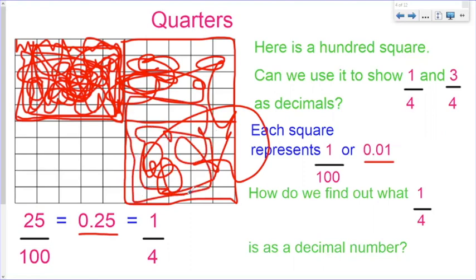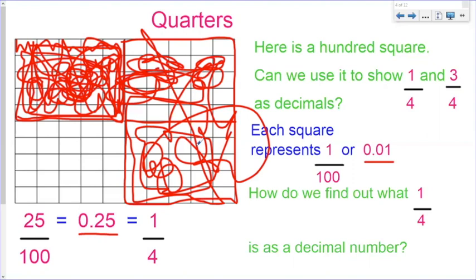There we go. So 3/4 of this 100 grid has been coloured in. What are 3/4? How many are 3/4 of those squares? So we've got 25 here in this quarter, 25 here, which makes 50, and another 25, which makes 75.